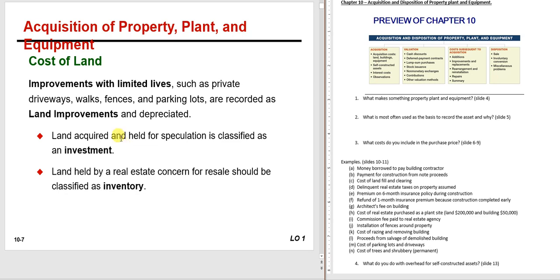Notice this kind of gets back to what we put over here. If I buy land for an investment, it's an investment. If I'm a real estate company, land is my inventory. So that kind of gets back to these items.